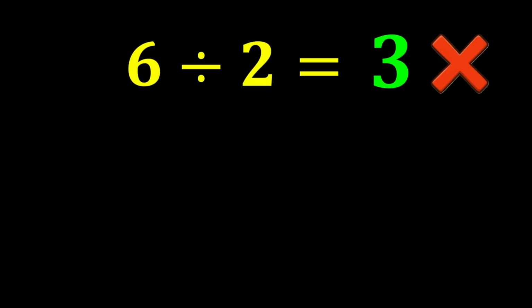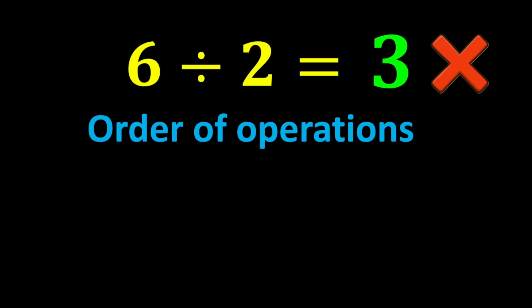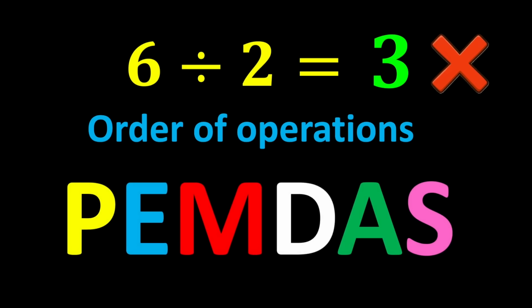But this answer is not correct because we did not follow one of the most important rules in mathematics called the order of operations. The order of operations tells us that when we face a mathematical expression, we cannot start solving it from anywhere we like. Instead, we must follow a specific order called the correct order of operations. The correct order of operations is known by a short acronym called PEMDAS.